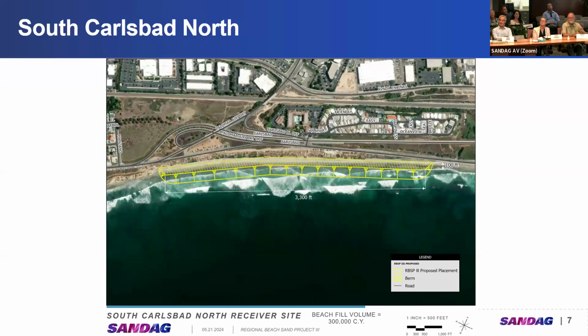The next site in Carlsbad is called South Carlsbad North. It's kind of an interesting name, I know, but in South Carlsbad, we split that beach into South Carlsbad North and South relative to the campground location and relative to the Encinas Creek mouth. So this is a site that was nourished twice by SANDAG.